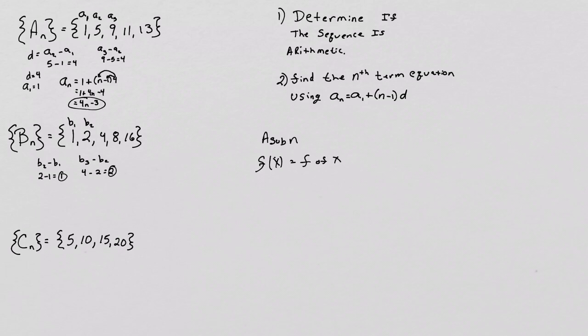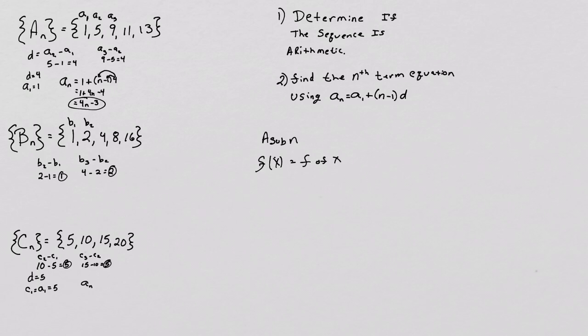So let's look at C sub n. Let's find our common difference. We're going to do 10, which would be my C sub 2, minus my C sub 1. 10 minus 5, which is 5. Then we do C sub 3 minus C sub 2, which will be 15 minus 10, which is 5. So I have a common difference. So my d is 5. My C sub 1, which is the same thing in the formula as A sub 1, just means first term. And in this case, it's 5.